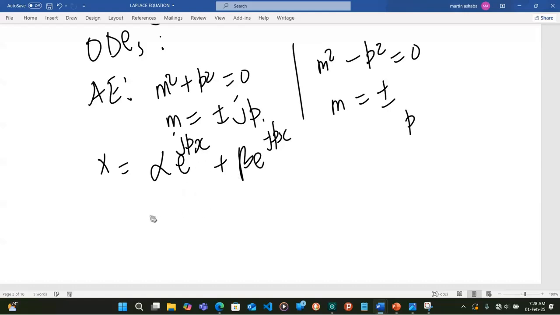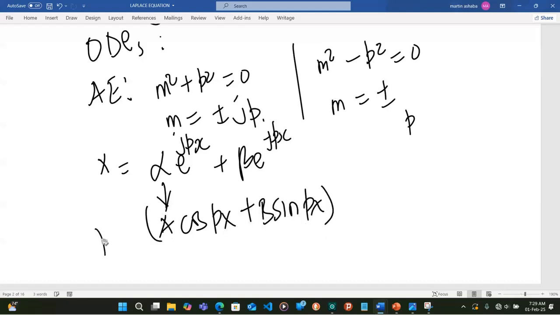So these ones will form, if we now remember that e to the j px is equal to cosine of px plus j sine px, then this will become cosine of px plus, actually I should put the j here, it should be on the sine. Then this j, we are going to take a minus. So the whole of this now becomes a cos px plus b sine px. So that is the solution for x.